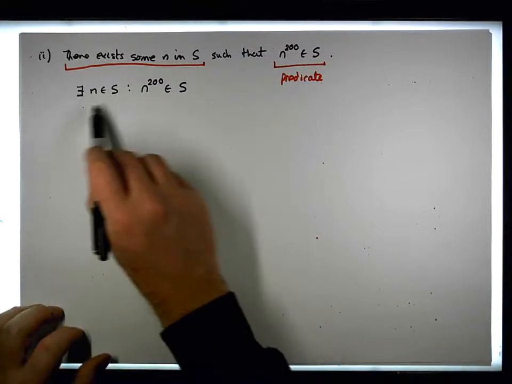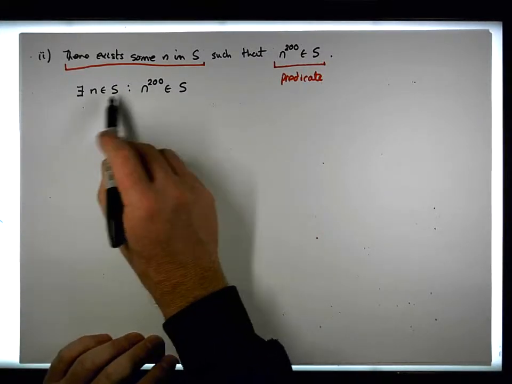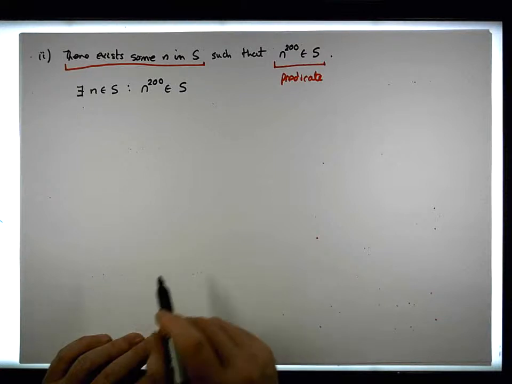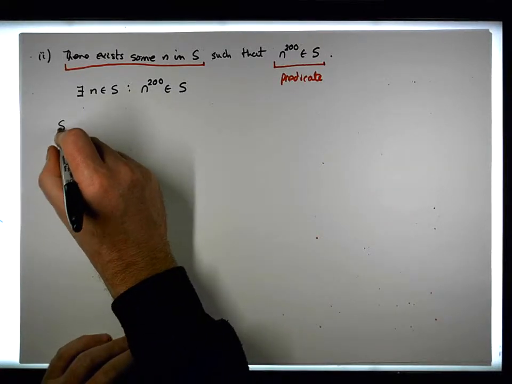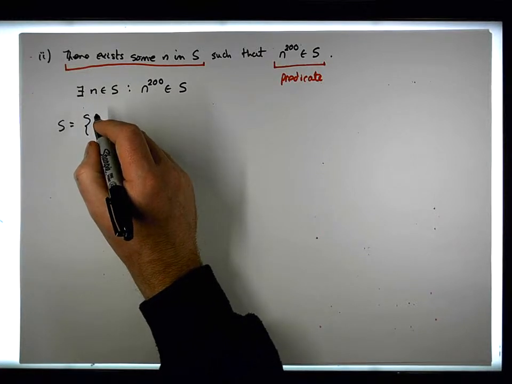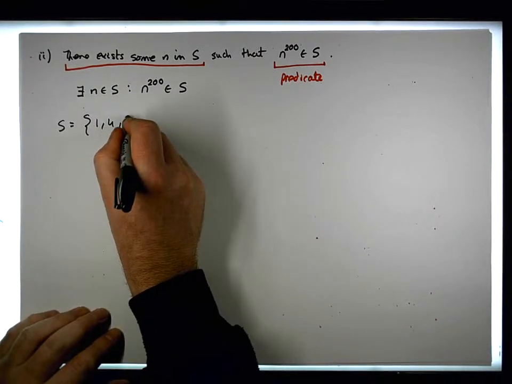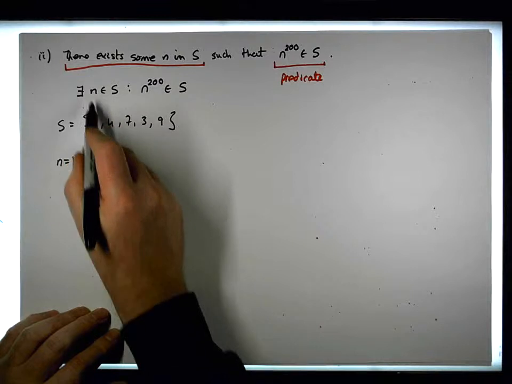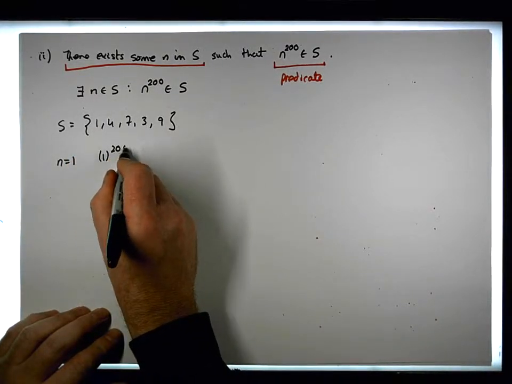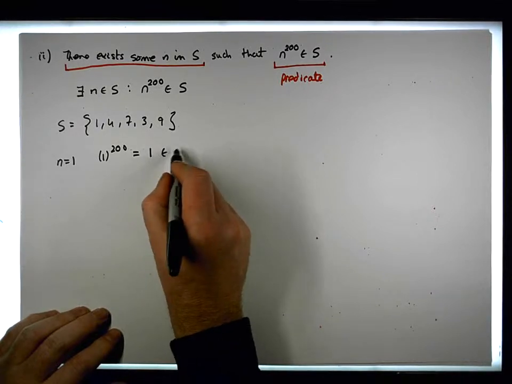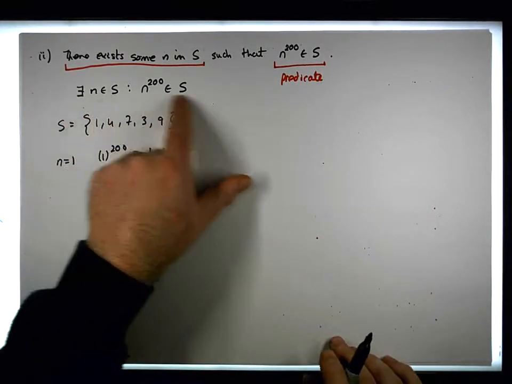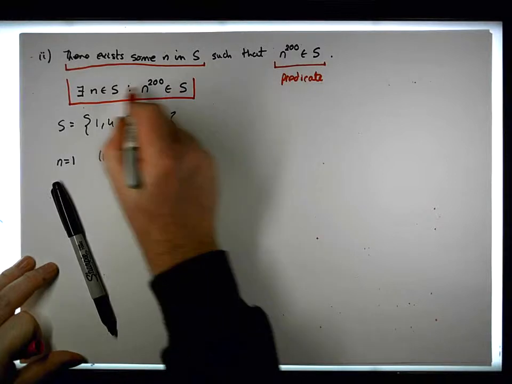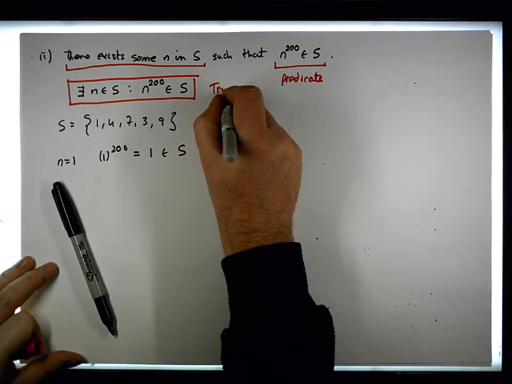So let's assess this to see whether it's true or false. Can we find an n in S such that n to the power of 200 is actually an element of S? Don't forget, S is the set that contains the values 1, 4, 7, 3, and 9. So you can see that when n is equal to 1, we have that 1 to the power of 200 is equal to 1, which is an element of S. So there does exist an n in S for which this statement is true. So what we now know is that this quantified predicate is true.